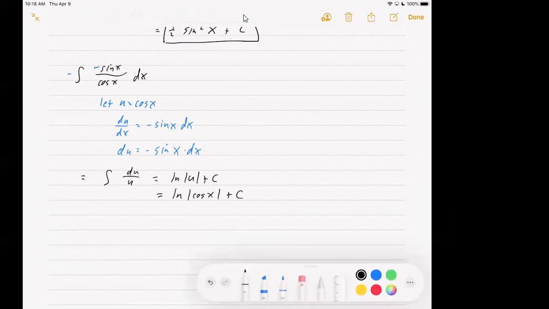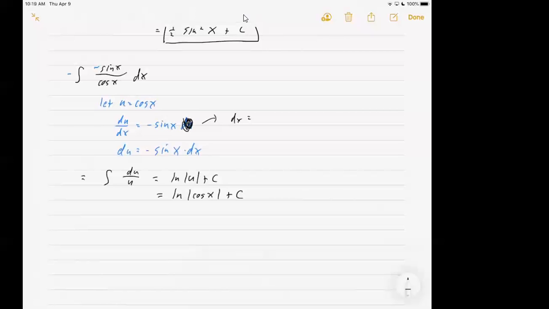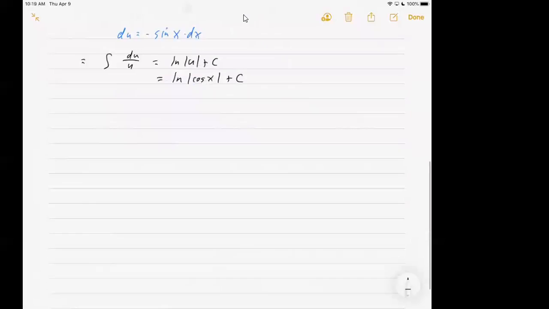If you wanted to do the other method right here, you could say dx is equal to, oh, I'm sorry, I messed up. The dx wouldn't be here yet. It's down in this step, but I could solve for dx and say that it's du over the negative sine of x, and you would see the sine of x cancels. So either method, this is the alternate method for doing that, which many of you like.